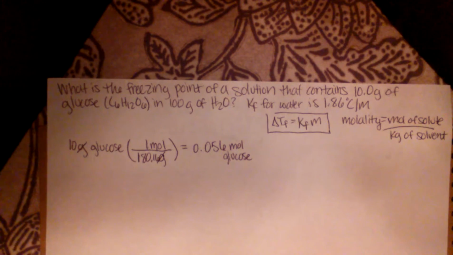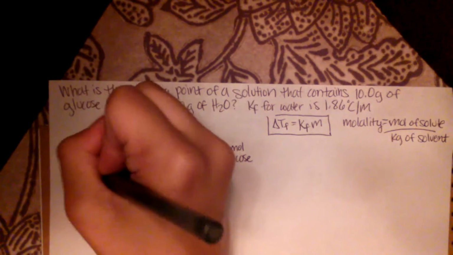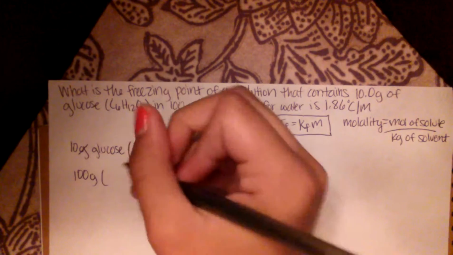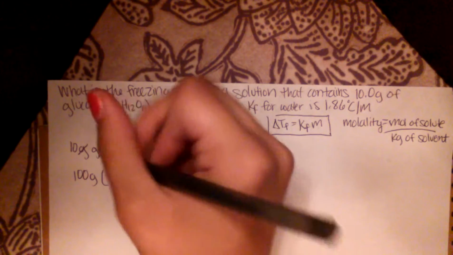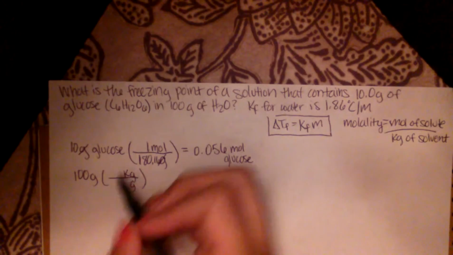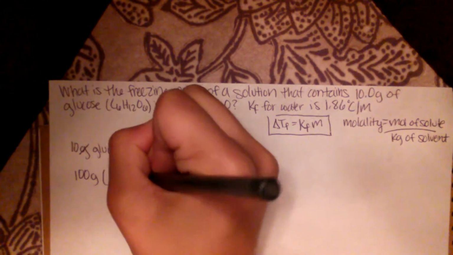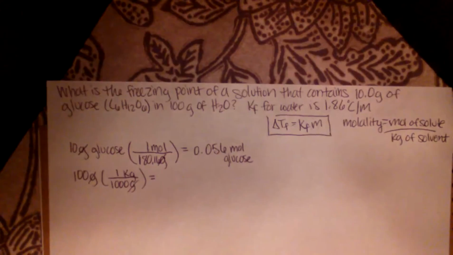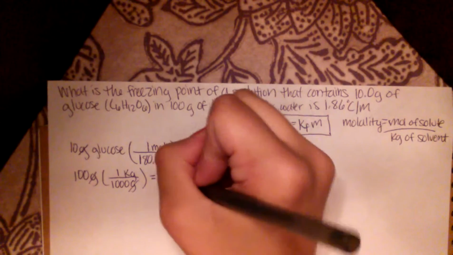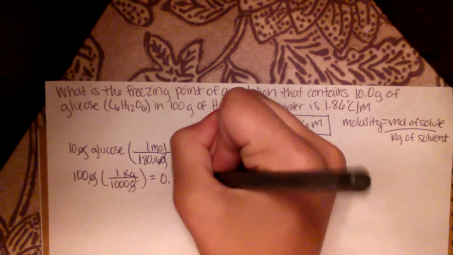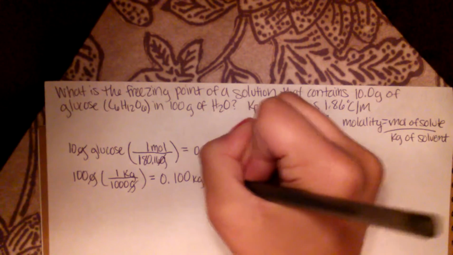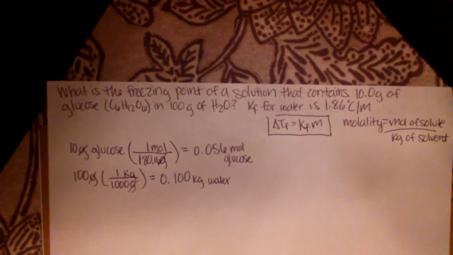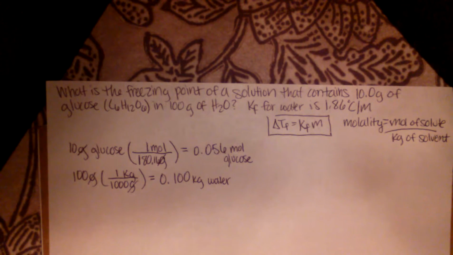Now we need to figure out the kilograms of solvent. Well, we've already established that our solvent is water, and we have 100 grams of water. However, we need that in kilograms, so we'll do a conversion. Grams goes on the bottom, kilograms goes on top. There are 1,000 grams in 1 kilogram. So let's cancel our units, and we're left with kilograms. And then when we multiply this, we get 0.100 kilograms of water.